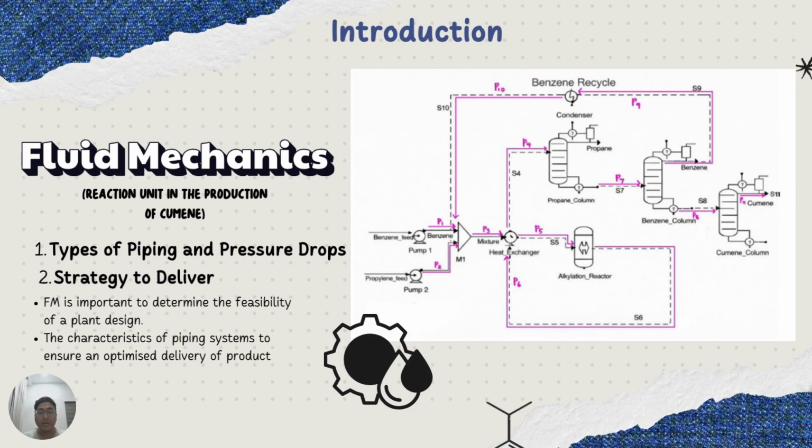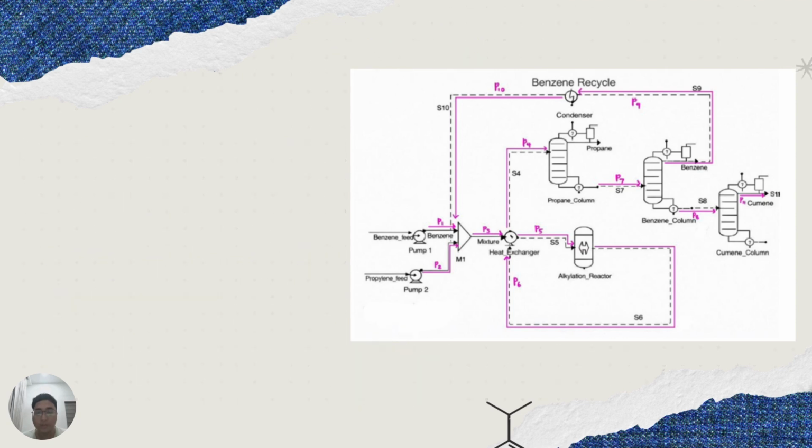My name is Adam and I represent the fluid mechanics aspect of our cumin production plant design. The fluid mechanics is critical because it allows us to determine the technical feasibility of the plant. By analyzing the characteristics of our piping systems, we can ensure the optimized delivery of our products from the initial feed mixing all the way to final storage.